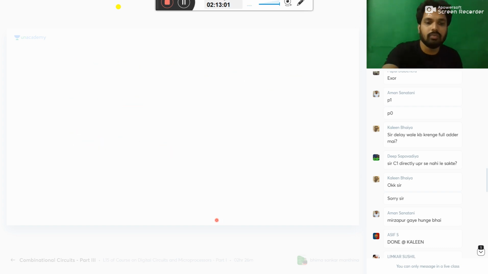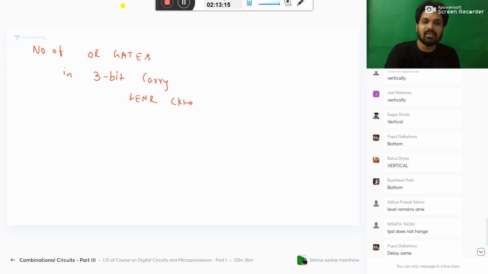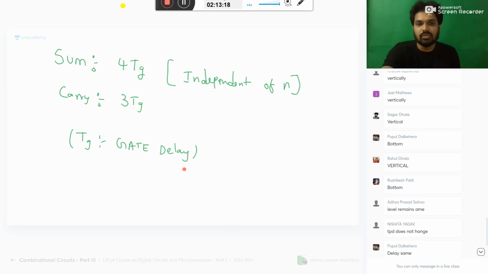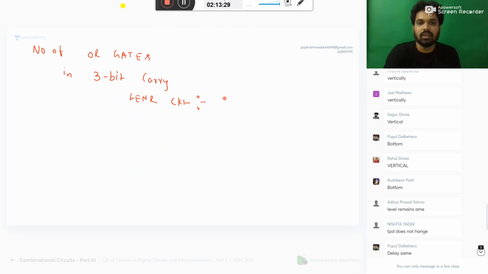Now listen here. One important objective question. I will give you just 5 minutes. Number of OR gates in the carry generator circuit. Only in the generator circuit, how many OR gates are used? Only in this part, not outside and not this side. Here only, how many are used? Can you say n, where n is the number of bits?